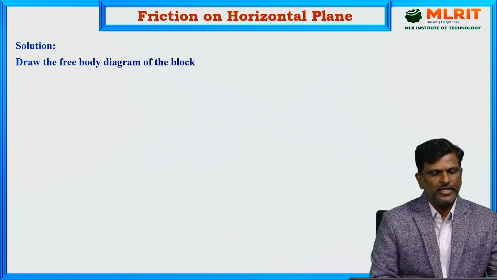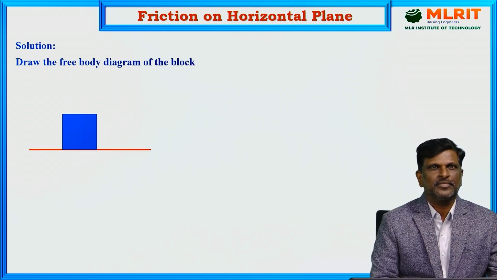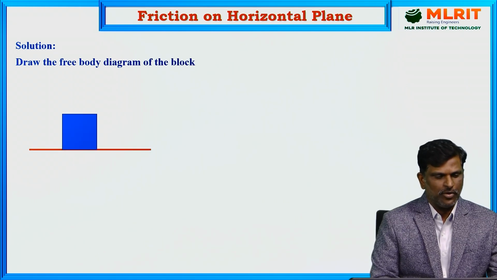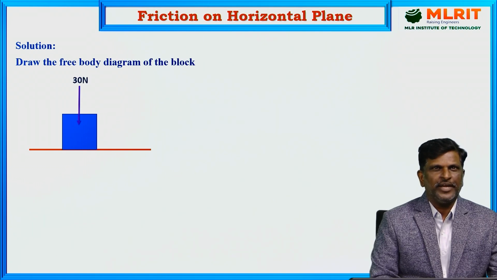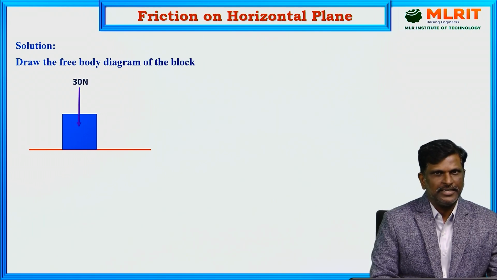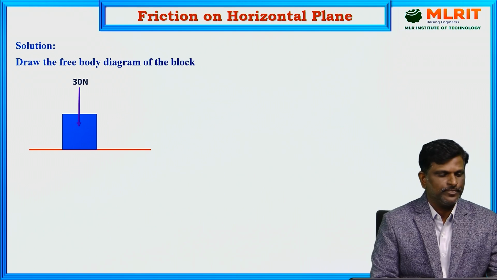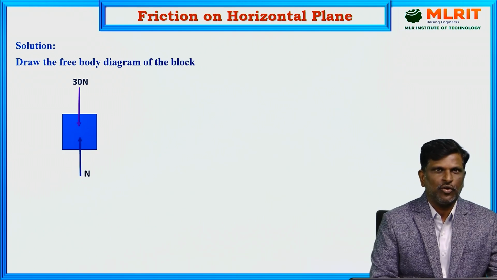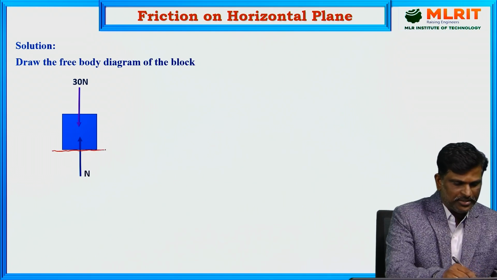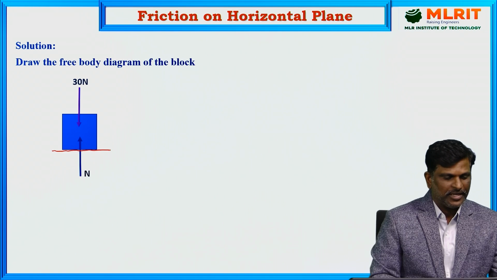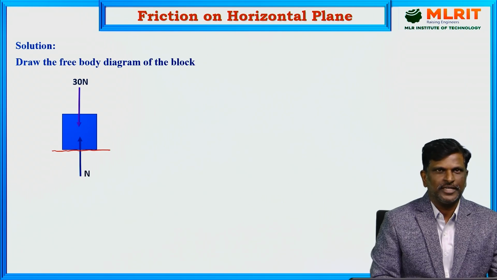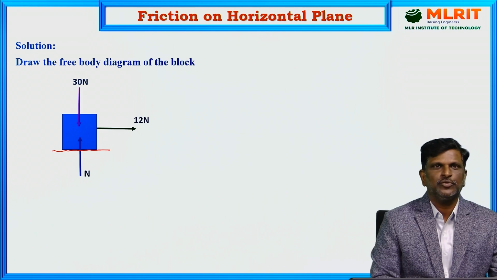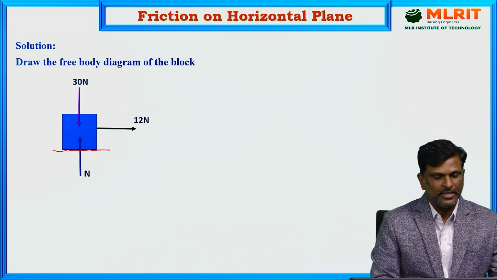Draw the free body diagram of the block. The block is resting on a horizontal plane. The weight of the block always acts vertically downwards, and the reaction from the ground is perpendicular to the contact surface. Here the contact surface is horizontal. That's why the reaction from the contact surface is vertically upward, and a force of 12 newtons is acting horizontally.